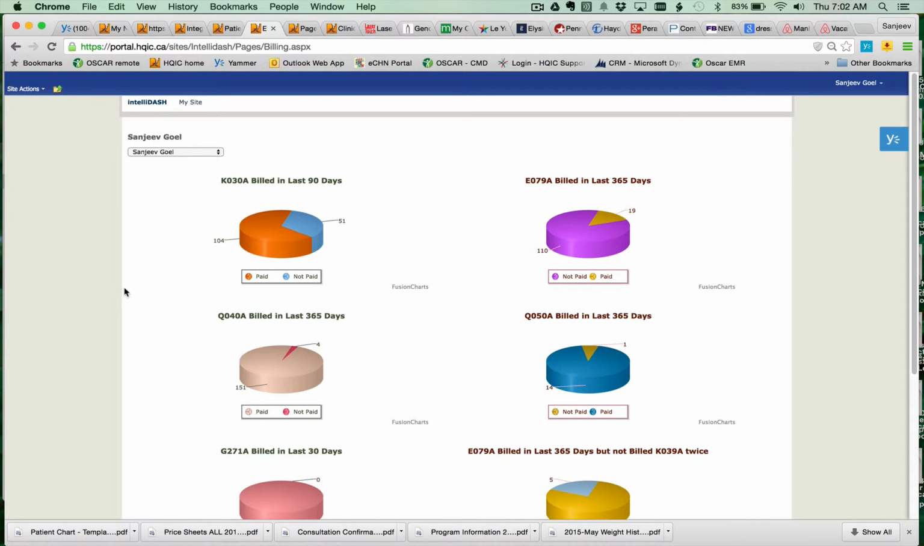One of the operational metrics that we look at is the billings. And in this screen, you can look at some of the commonly used codes that are outside the basket and how we try to maximize those. So if we look at Q040, which is the diabetes management code that is billed yearly, you can see that of my 155 patients with diabetes, there are still 4 patients that are outstanding that have not been billed this code. And again, this is being updated daily.